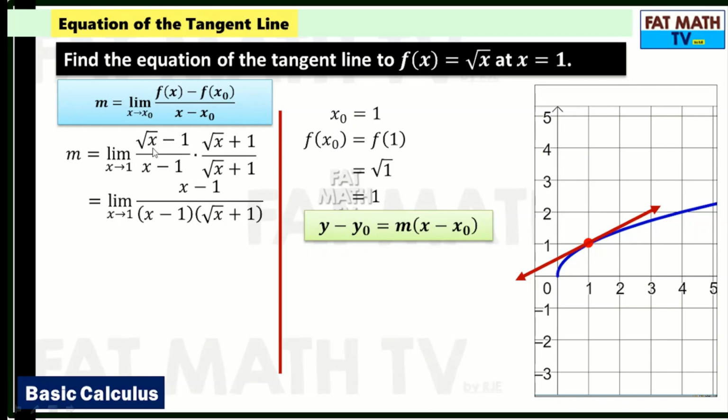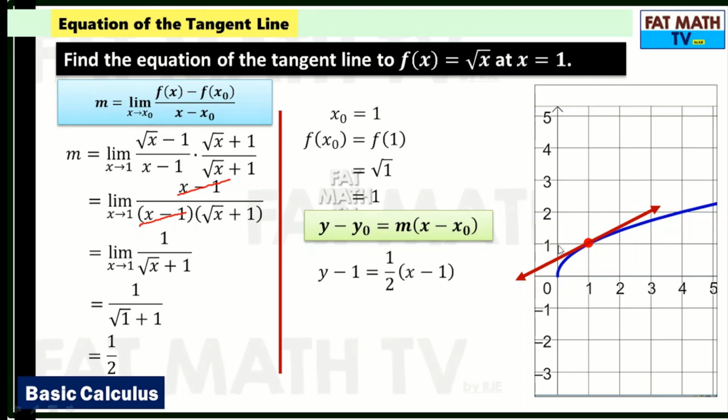What is the square of square root of x? x. What is the square of 1? 1. So, x minus 1. And then for the denominator, just copy x minus 1 times square root of x plus 1. And then after that, you can already cancel x minus 1 and x minus 1. So you will be left with 1 in the numerator over square root of x plus 1 in the denominator. And then from this, you can already substitute: 1 over square root of 1 plus 1. Square root of 1 is 1. 1 plus 1 is 2. So 1/2. So the slope of this line here is 1/2.